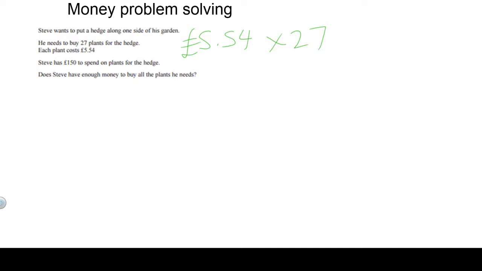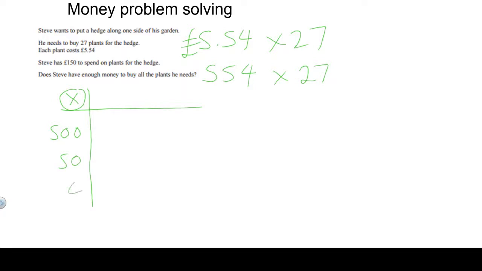First of all, get rid of the decimal point. I prefer to do multiplication without the decimal, and then remember to put the decimal point back in afterwards. 554 times 27. I'm going to partition the 554. Then partition 27.